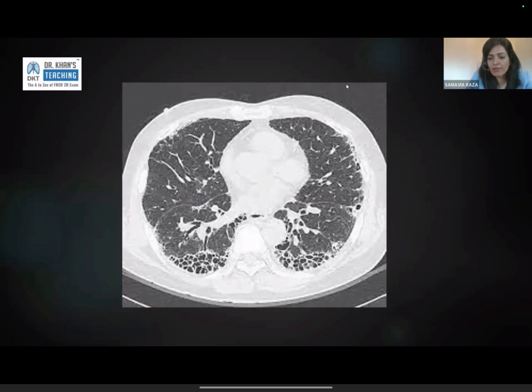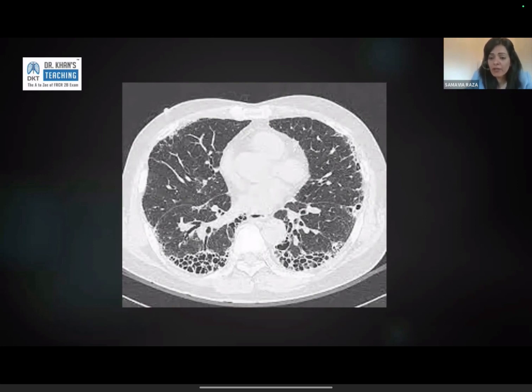One small cyst with reticulation can be called UIP? Absolutely not. No, you want to be really confident and you want to err on the side of caution before you label somebody as definite UIP. If you have one cyst with reticulation, that's not indeterminate for UIP, that's probable UIP.